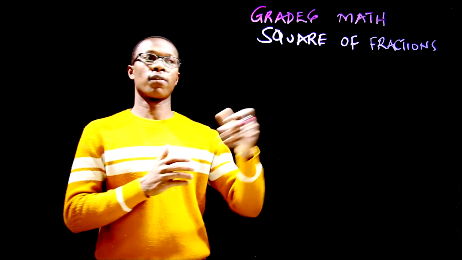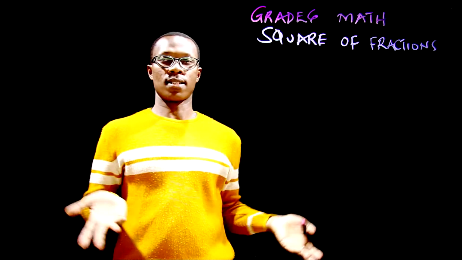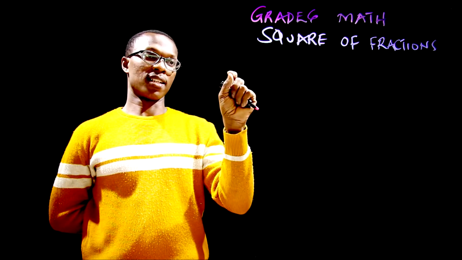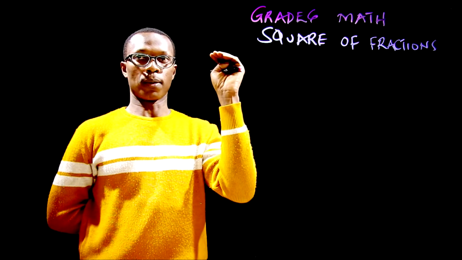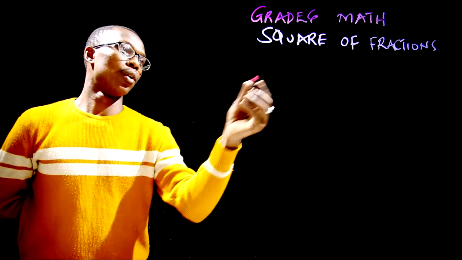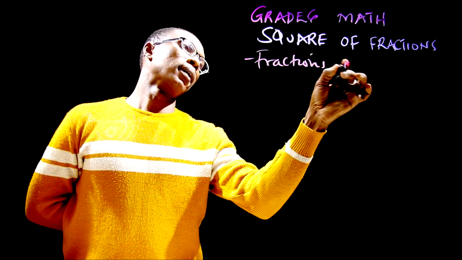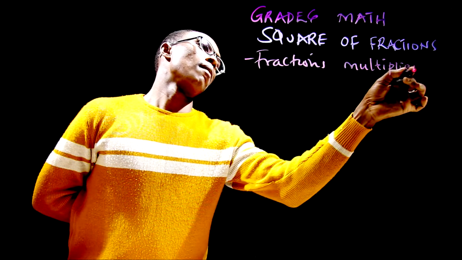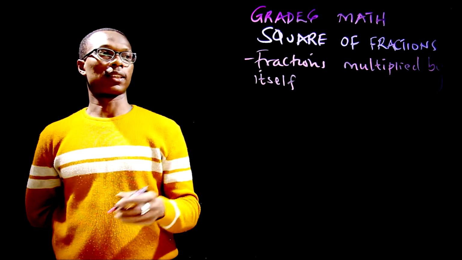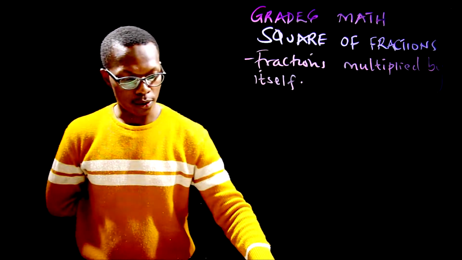When we talk about the square of fractions, we simply mean the fraction multiplied by itself. We normally write the fraction with a 2 at the top, which is the raised power. So we can simply say: a fraction multiplied by itself gives us the square of a fraction.